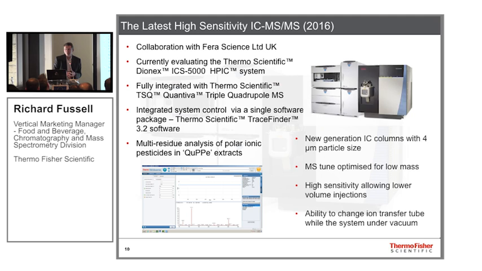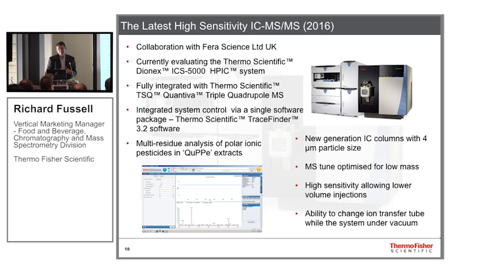So with this system, we're using the new generation of IC columns, which have got 4 micron particle size. When I started many years ago, they used to be 19 microns particle size. Now they're down to 4. They're much more efficient, so you get better peak shapes, and it's an improvement.